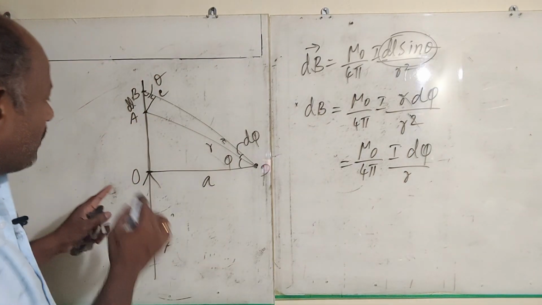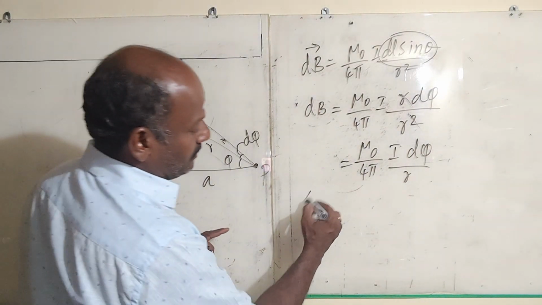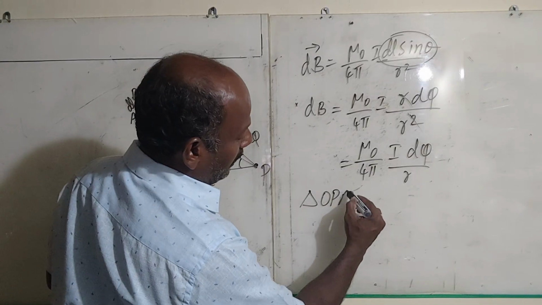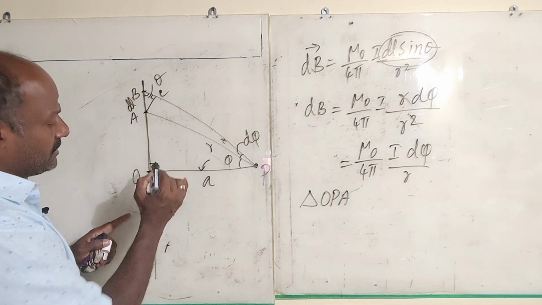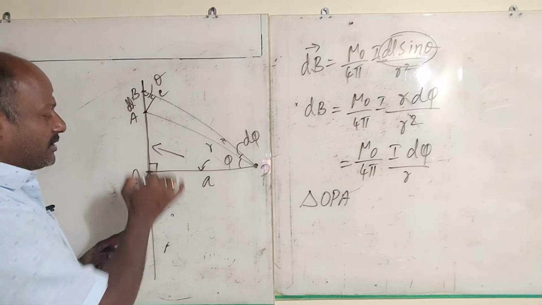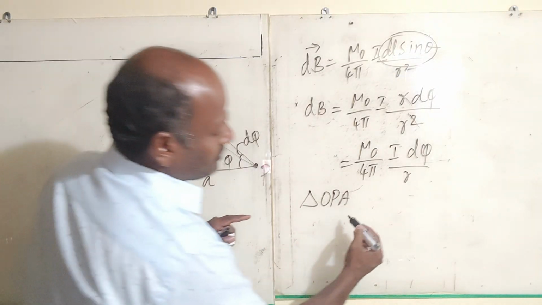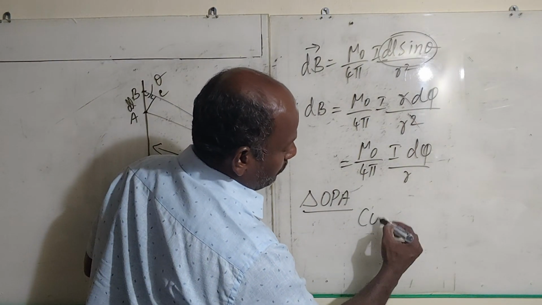For that, I am just taking the triangle OPA. See, this is the angle, this is the adjacent side, and this will be the opposite side. So now I am just taking what will be the cos phi.